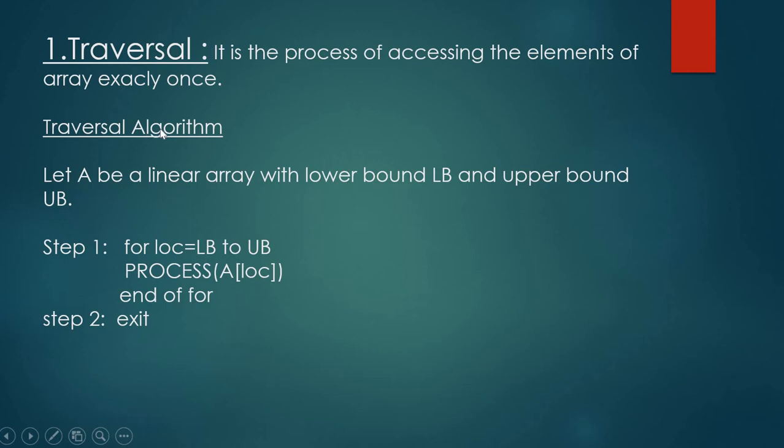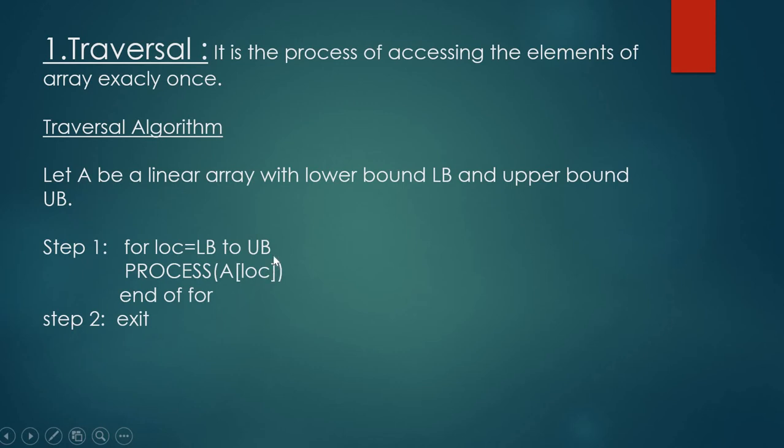Then how can you write this? Traversal algorithm. Let A be the linear array with the lower bound LB and upper bound UB. Step 1. One for loop is used. For LOC is equal to LB to UB. LB is the lower bound, UB is the upper bound. Then process A of LOC. That is, first it will process the lower bound, then lower bound plus 1, like that it will continue to the upper bound.